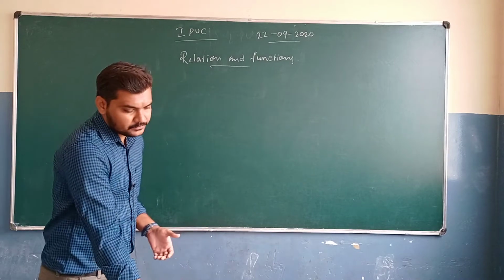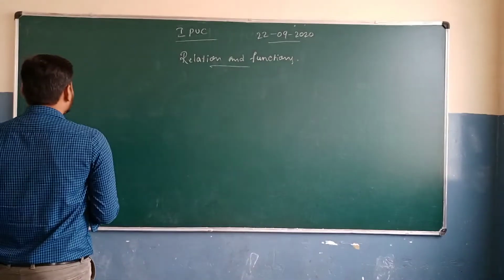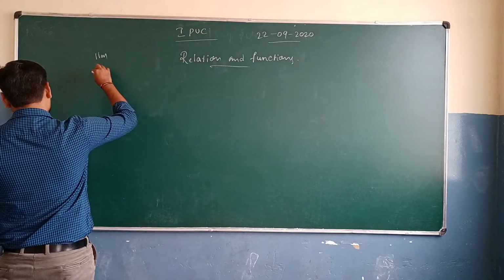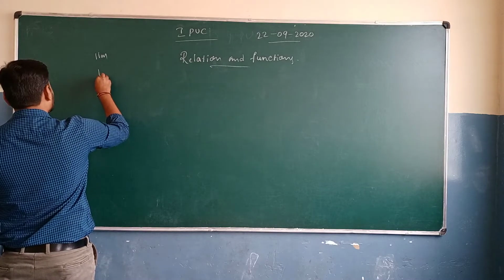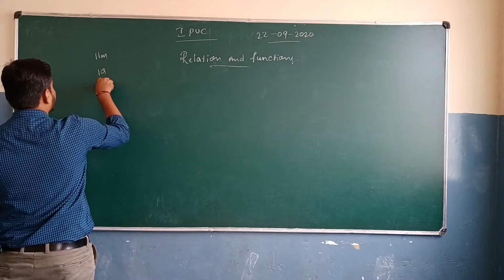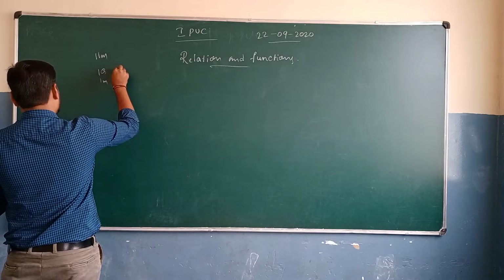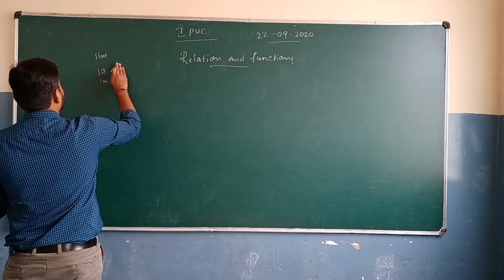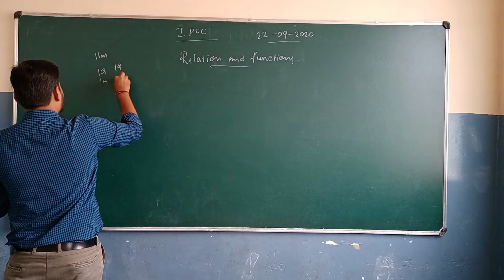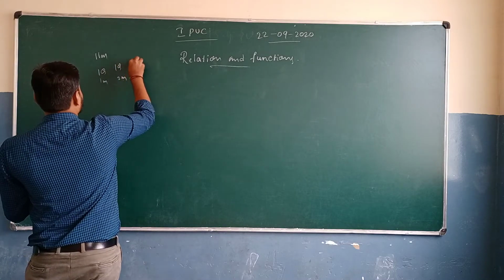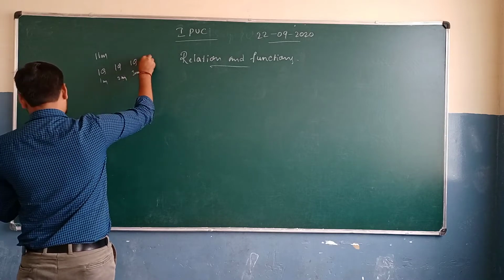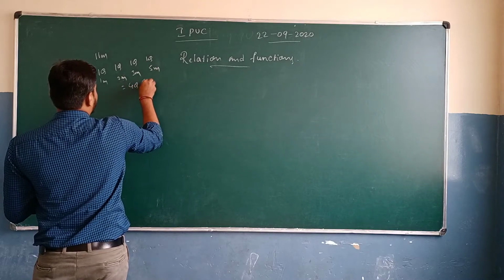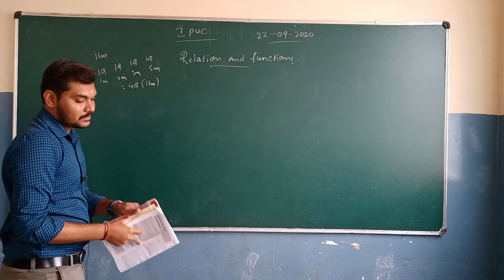Here in this chapter there will be a total of 11 marks. In the 11 marks, one question of 1 mark, one question of 2 marks, one question of 3 marks, and one question of 5 marks. There will be 4 questions and 11 marks in total.